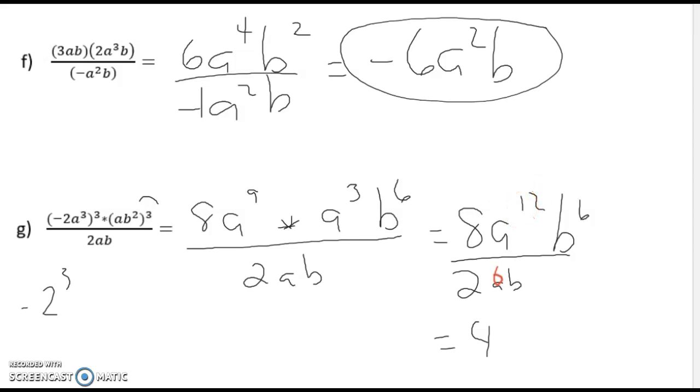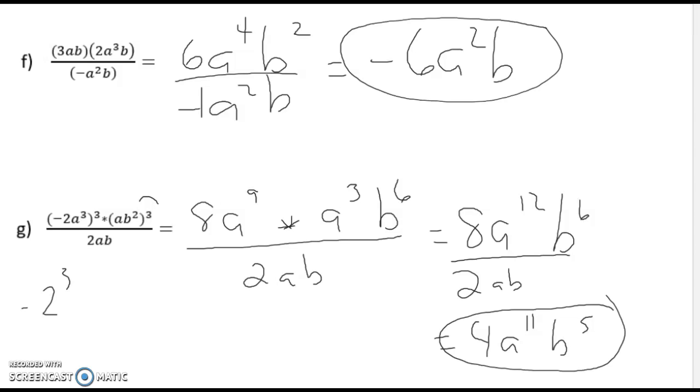A to the 12 divided by A to the 1, so it's 12 minus 1, which just gives us A to the 11. And then B to the 6 minus B to the 1. 6 minus 1 is 5. So it's B to the 5. And that's your final answer.